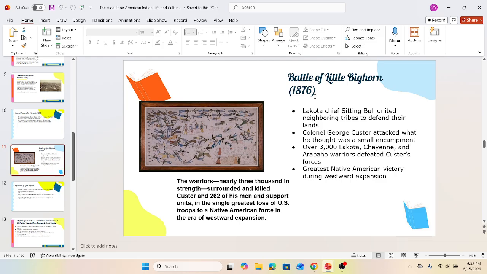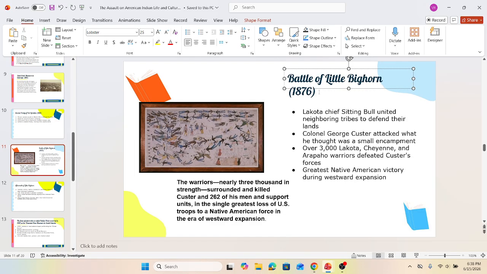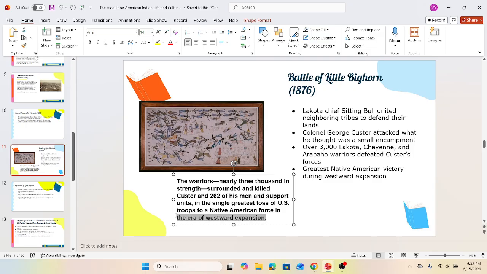That's going to bring us to the Battle of Little Bighorn. This is a pretty famous battle. It's considered the single greatest loss of U.S. troops to a Native American force during the era of westward expansion. Nearly 3,000 Lakota warriors surrounded and killed General George Custer and 262 of his men.